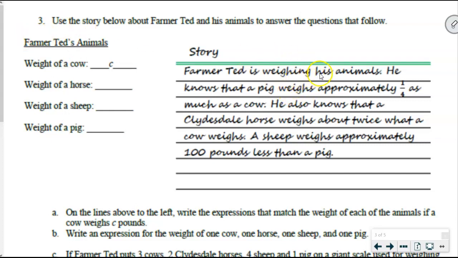Farmer Ted is weighing his animals. He knows that a pig weighs approximately 1/4 as much as a cow. We already know that a cow is C. Think about what that's going to be for a pig. He also knows that a Clydesdale horse weighs about twice what a cow weighs, and a sheep weighs approximately 100 pounds less than a pig. Take a second, write those expressions. Use the story to write out the expressions.